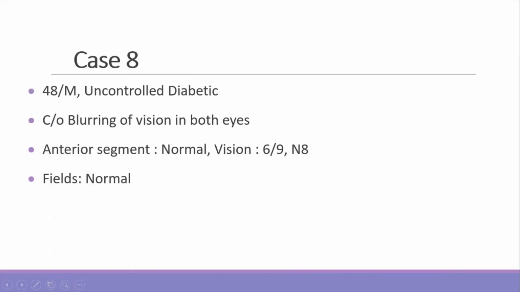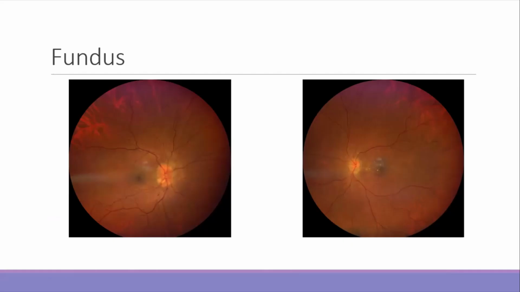So now coming to case 8, a 48-year-old male with uncontrolled diabetes with blurring of vision in both the eyes. The anterior segment findings were within normal limits. Vision was 6/9 and 6/8. The fields were normal. The fundus showed bilateral disc edema. Apart from that, there were a few hemorrhages in the fundus and hard exudates at the macula.